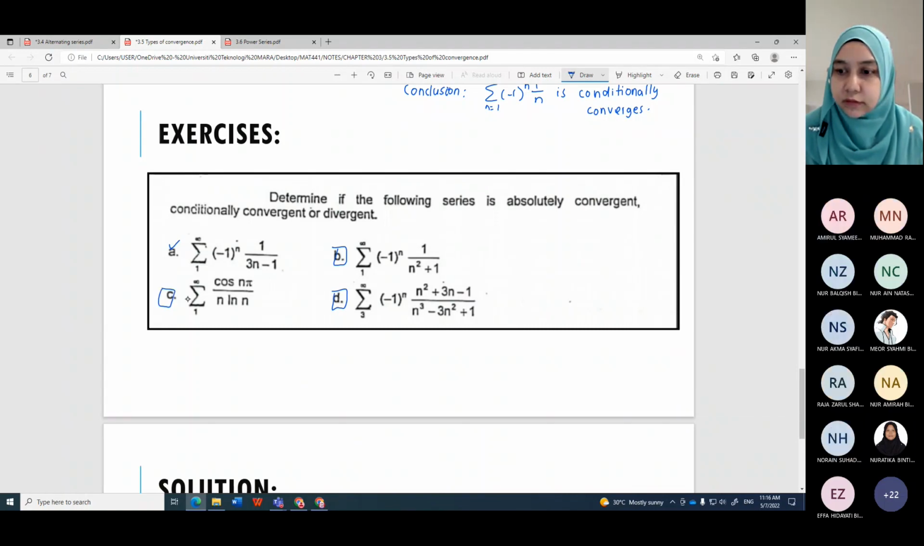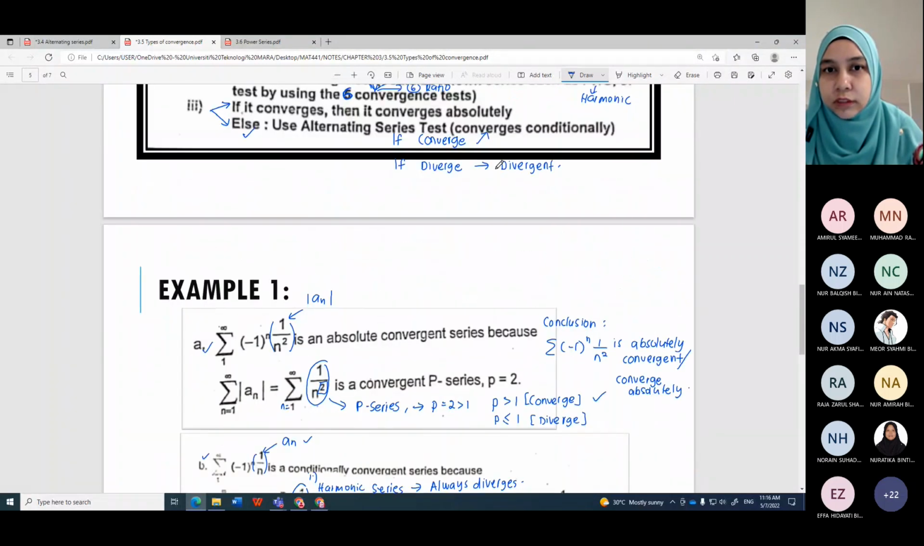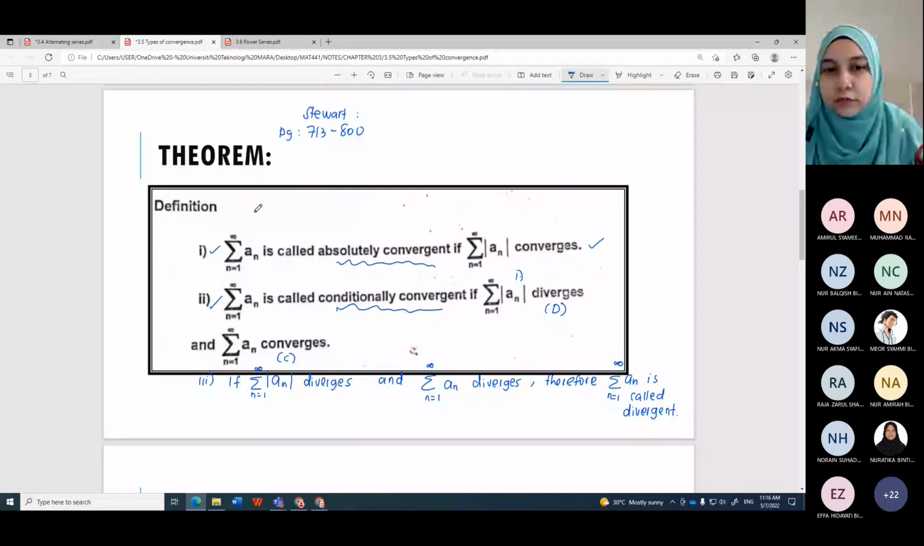Madam. Ya? Kalau guna AST tu, boleh tak dapat absolute converge? Ke tak boleh, terus guna AST? Tak boleh. Dia mesti kena ikut teorem dia ni, kena ikut dia punya definition ni. Perlu test dulunya ni. Kita tak perlu guna AST dulu. AST untuk second test lah.